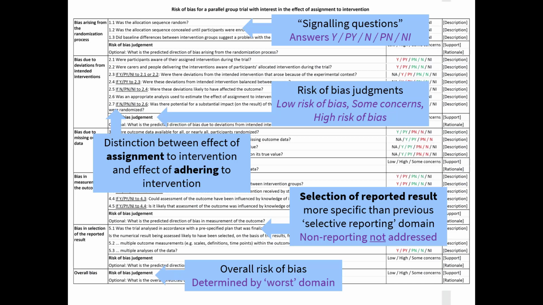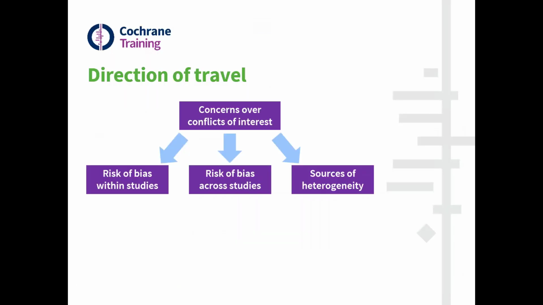And lastly, the final domain has changed somewhat, where before we had selective reporting as a kind of amorphous notion. Here we're looking only at selection of the reported result. And so we're only looking at bias in how a result was selected for reporting, not bias in results that were not reported, because there is no result to be at bias there. So there's a slight narrowing of the scope of that domain.